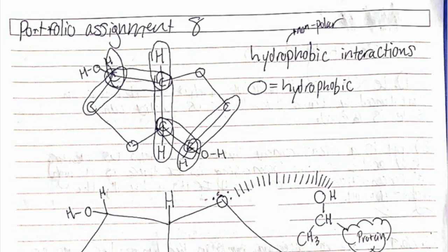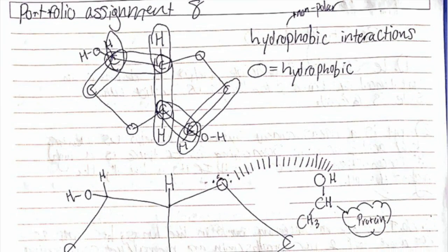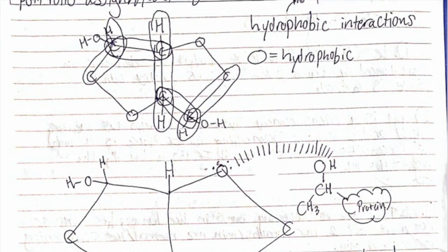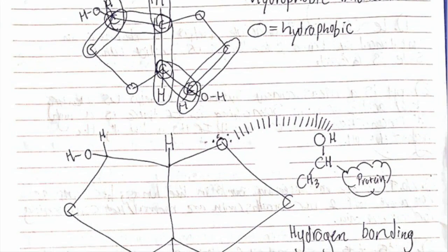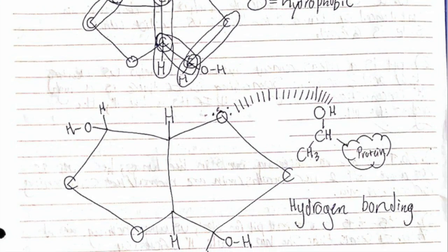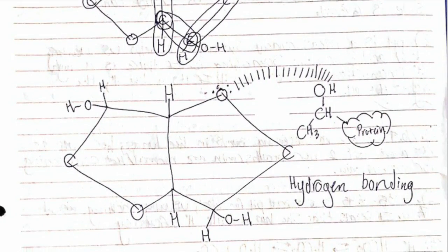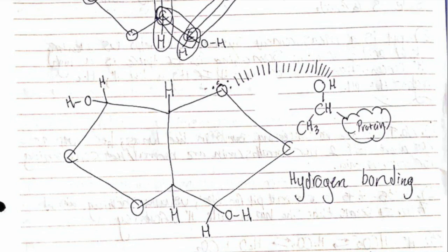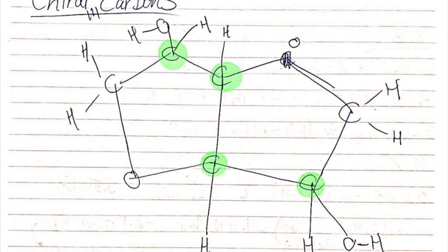Isosorbide is only able to participate in two forms of interactions, those being hydrophobic and hydrogen bonding. It is unable to participate in ionic interactions because it does not have any ions to share or bond to others, although isosorbide mononitrate does have ions, so that would be able to participate in ionic interactions if needed. Isosorbide has four chiral carbons, and they are the ones highlighted in green.